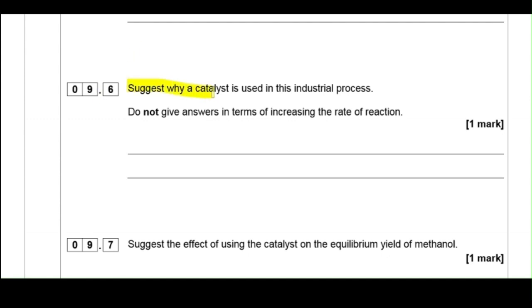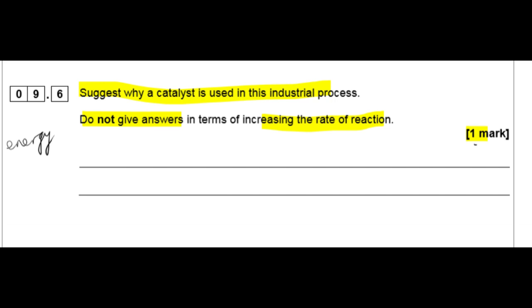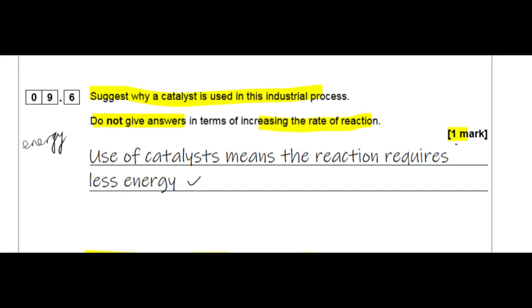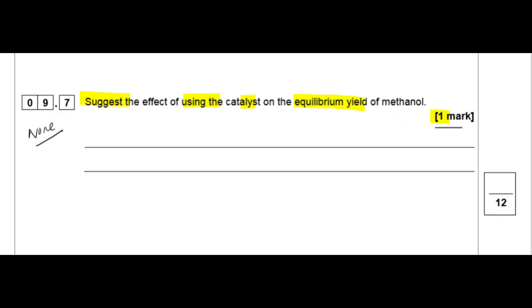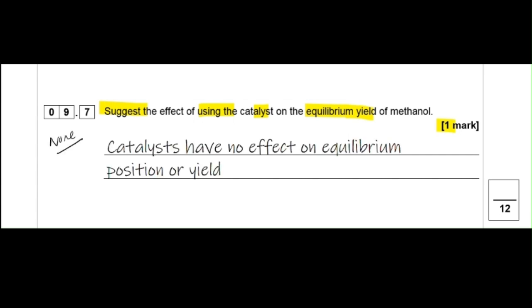9.6. Suggest why a catalyst is used in this industrial process. Do not give answers in terms of increasing the rate of reaction, for 1 mark. And this is all about energy. The use of a catalyst means that the reaction requires less energy. 1 mark. Question 9.7. Suggest the effect of using the catalyst on the equilibrium yield of methanol, for 1 mark. And if you recall from your chemistry lessons on equilibrium, a catalyst has no effect whatsoever on the equilibrium.